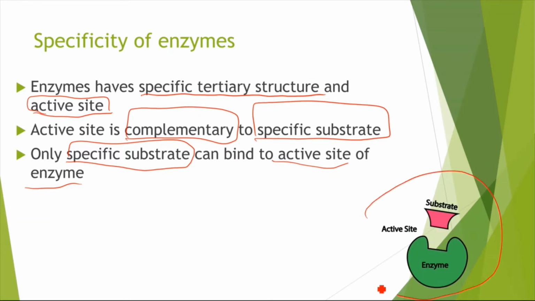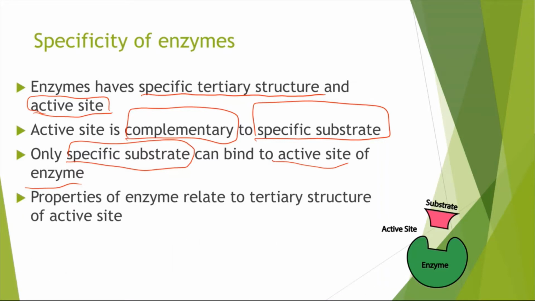So for example, in this case, we have a substrate and an enzyme. This substrate is complementary to this enzyme and will bind to it. If I just get a random substrate and try to bind it with the active site, this won't work, because I need the complementary substrate. The properties of an enzyme relate to the tertiary structure of the active site. The active site indicates what role the enzyme will have in the body or anywhere. So it's the active site that's the important part of the enzyme.